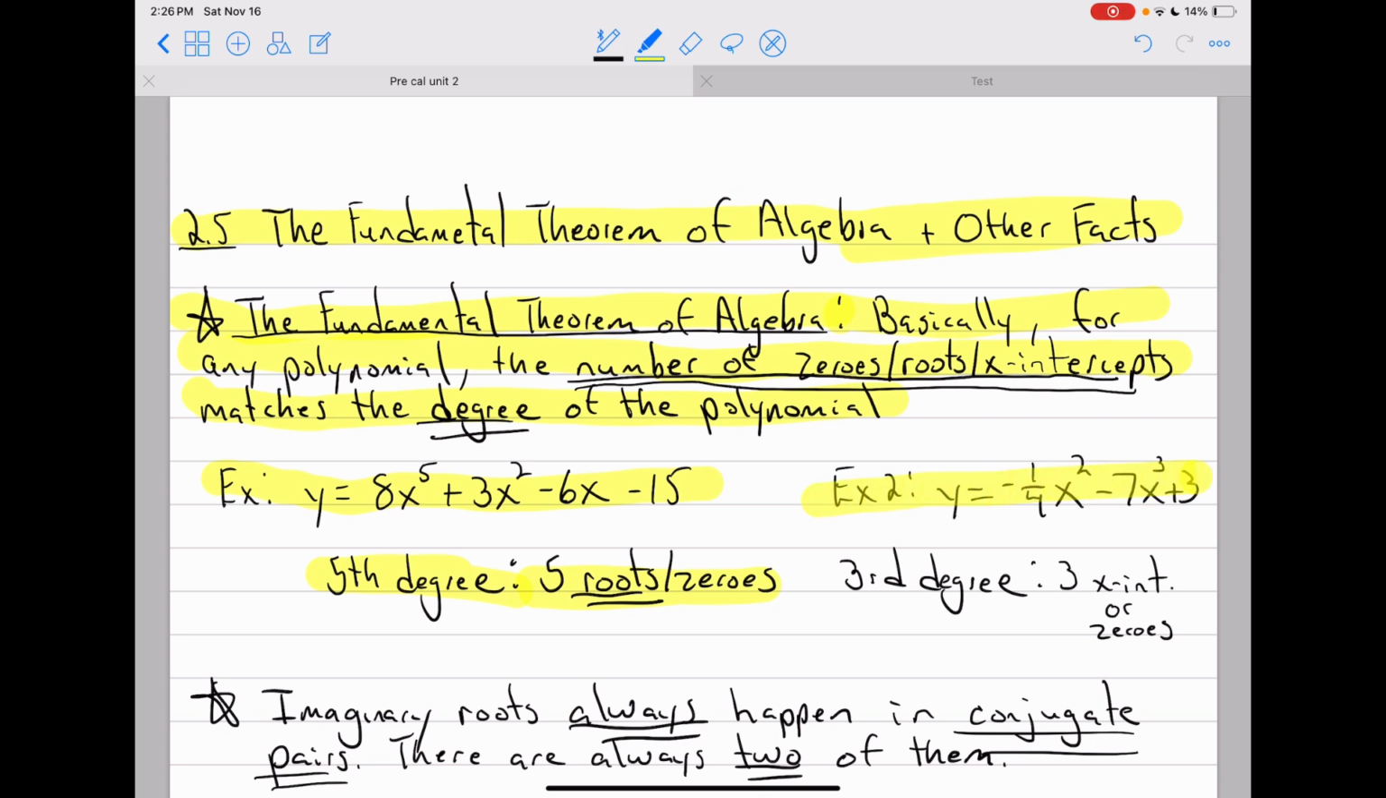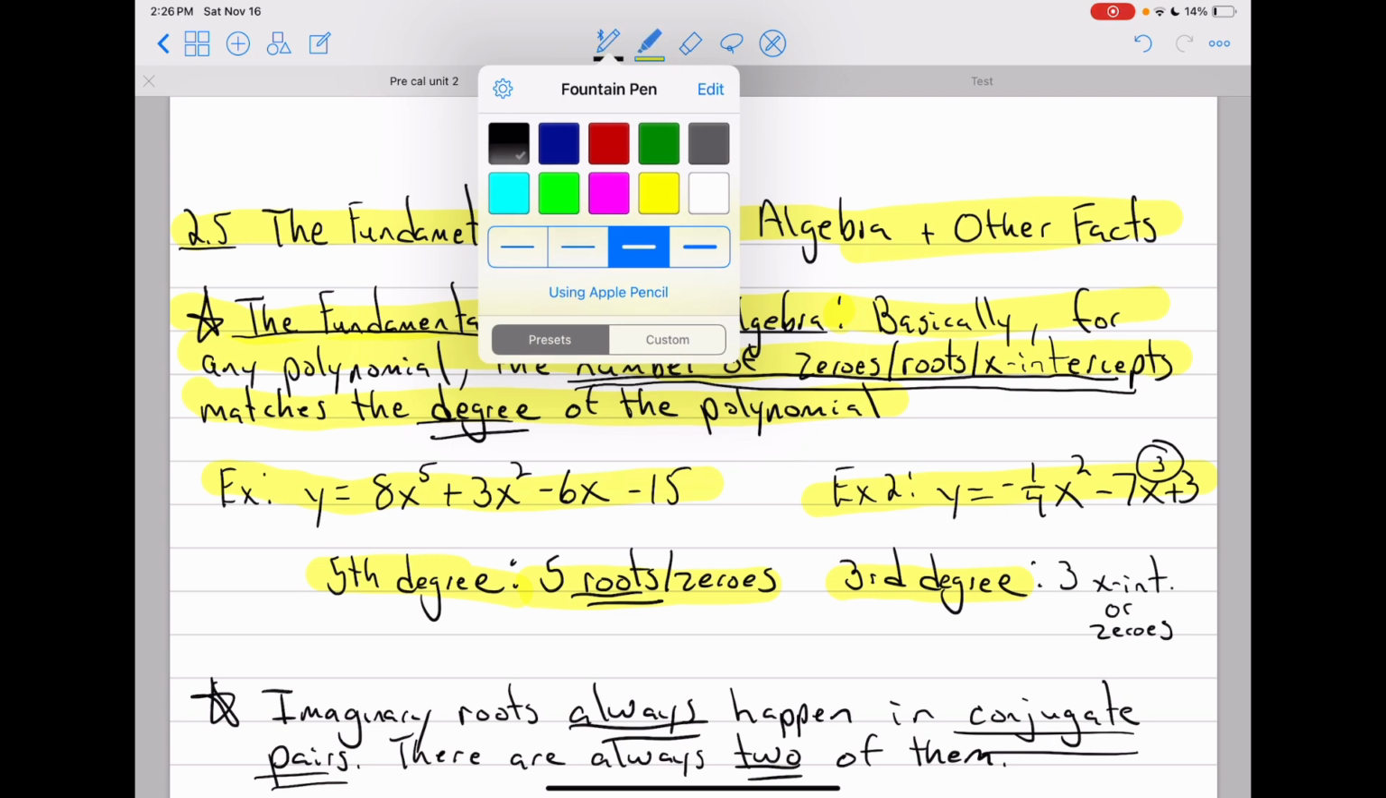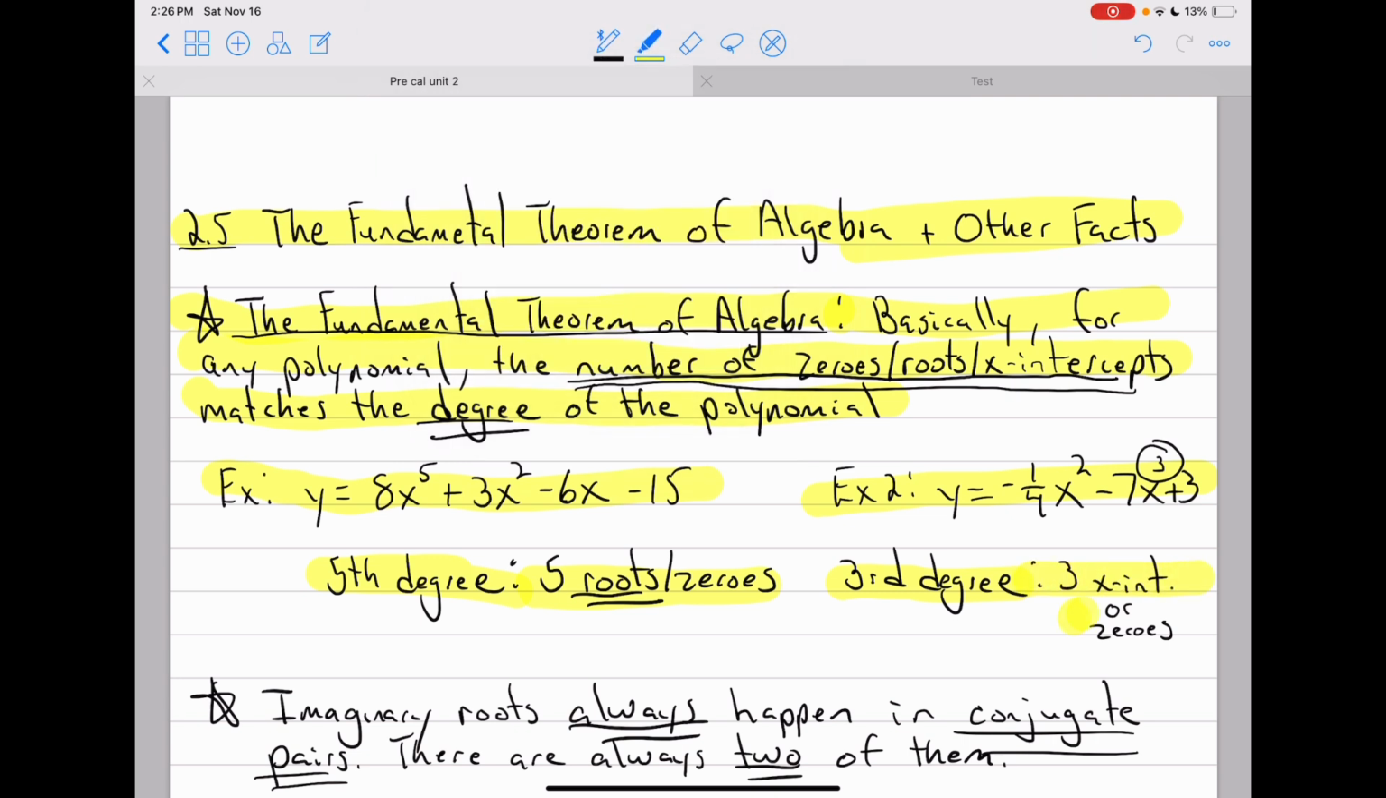Example 2, if I have y equals 1/4 x squared minus 7x cubed plus 3. This is a 3rd degree polynomial. Remember, it's the highest degree. This is not in standard form, so it's the highest degree. 3rd degree polynomial, which means that it's going to have 3 x-intercepts, 3 zeros, 3 roots. Okay?